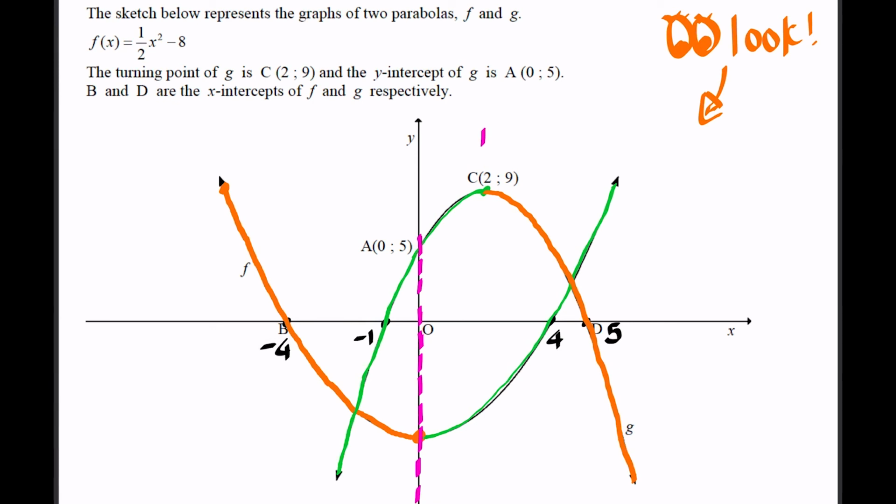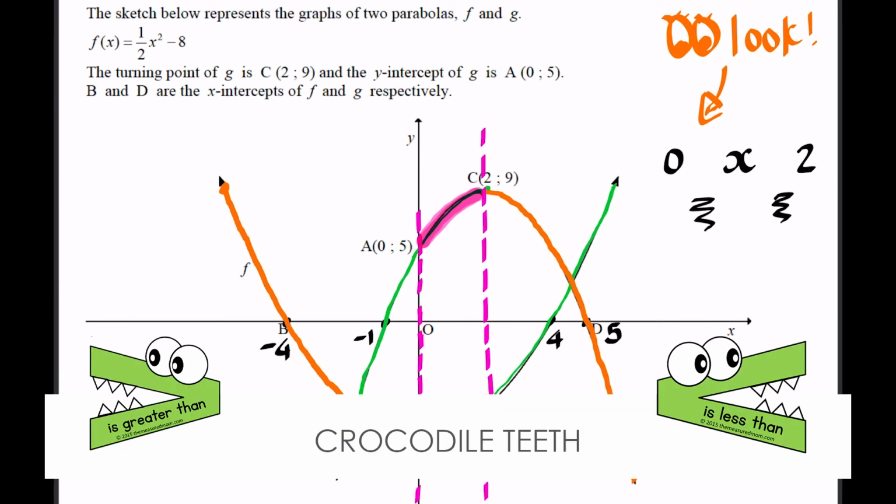However, something happens at the turning point of graph G and it starts decreasing. So that means that F will still be green, but G will now be orange. So the part where both of these graphs are strictly increasing is between the y-axis and the turning point of graph G. So the answer would be between x is 0 and x is 2.